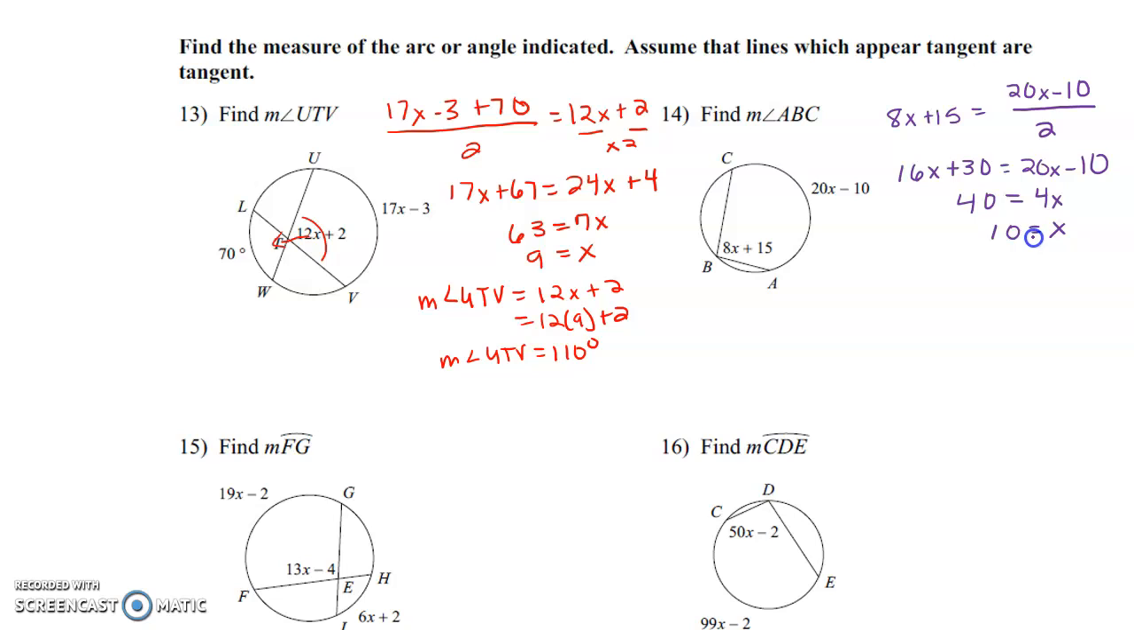Next is going to be equal to 10. But it wants the measure of angle ABC, which equals 8x plus 15. So I'm going to do 8 times 10. I'm going to substitute my value of 10 for my x. That's 80 plus 15, so it would be 95 degrees.